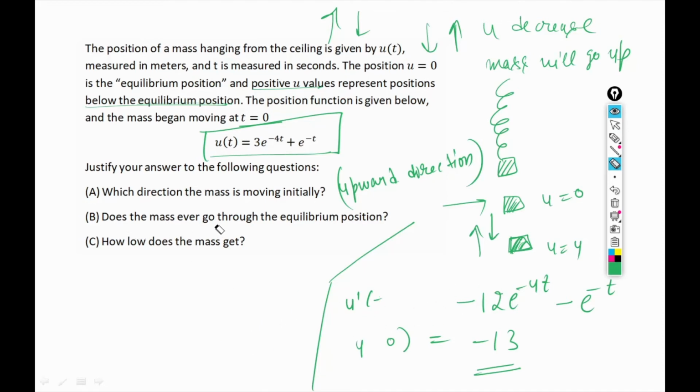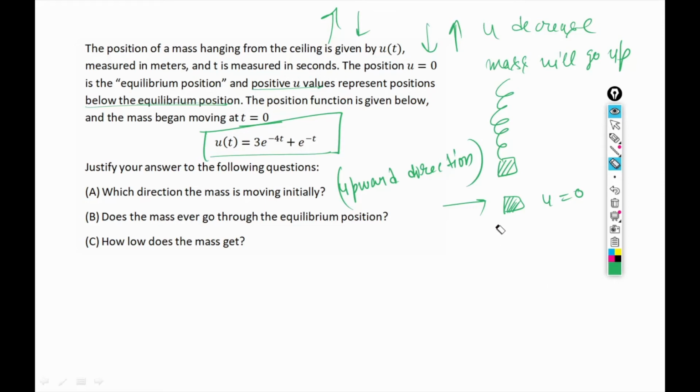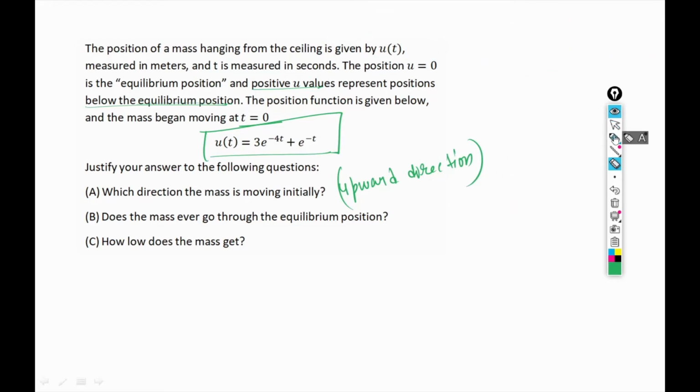Now the second question: does the mass ever go through the equilibrium position? We know that as t tends to infinity, the mass will go to the equilibrium position. That we can simply check by taking t tends to infinity in u of t, and then we have 0, because this term will tend to 0 and this term will also tend to 0. So it goes to the equilibrium position when t tends to infinity, but does it go through the equilibrium position for finite t? That we have to check.